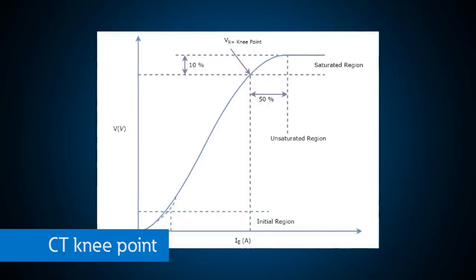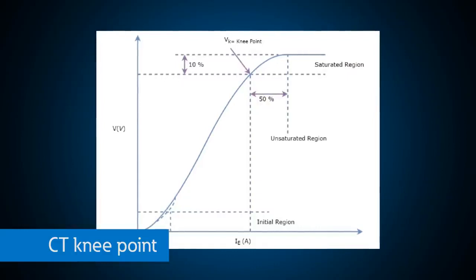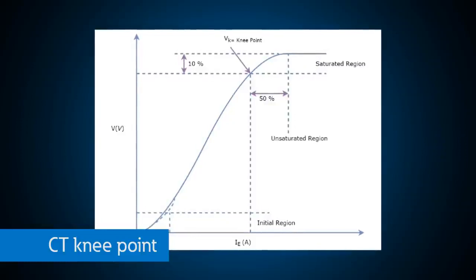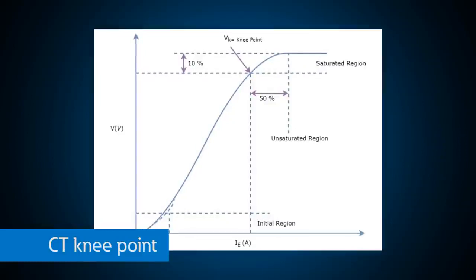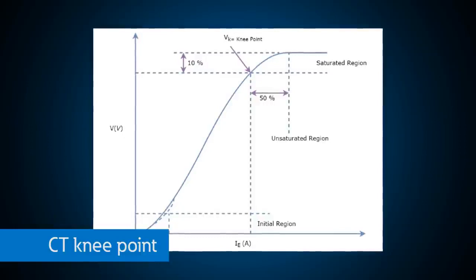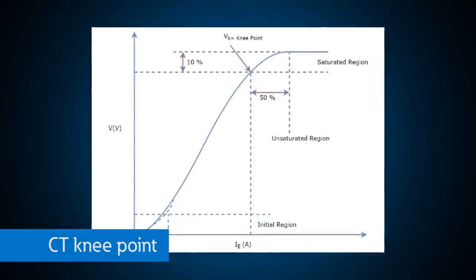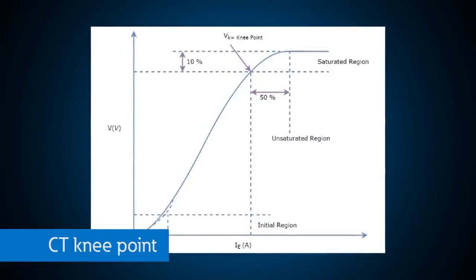Generally speaking, CTs are fairly linear within 10 to 90% of their ratings, but may change significantly outside of that range. When operating outside the ratings of a CT, the magnitude of the secondary voltage above which the output current ceases to linearly follow the input current is called the knee point voltage. At this point, the CT has been saturated and its measurements can no longer be relied upon for metering.